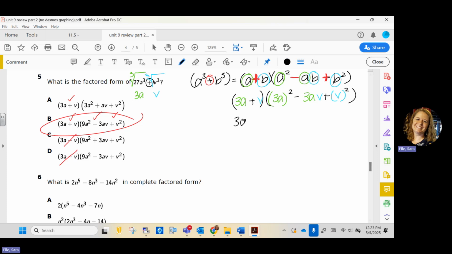So it's 3a plus v. And then remember to square both of those. So it should be 9a squared minus 3av plus v squared, which that does check out. It's right here. So just eliminate, process of elimination with knowing your formulas. And you don't even have to have them memorized. It's just knowing what formula you should use and then look at the formula chart.